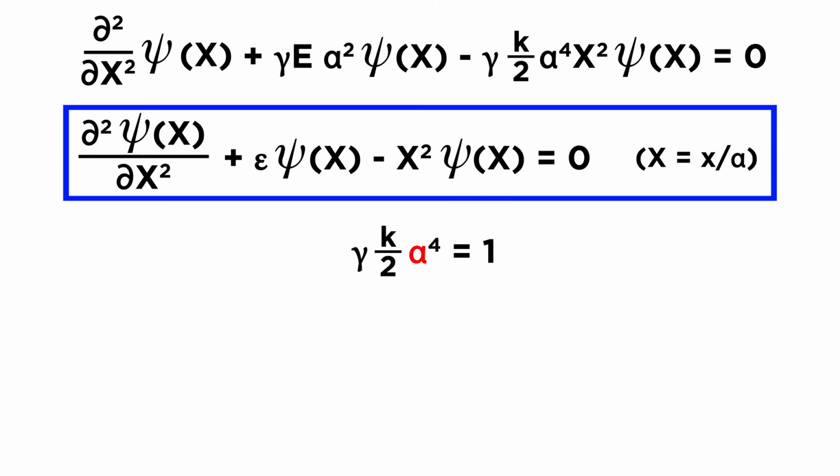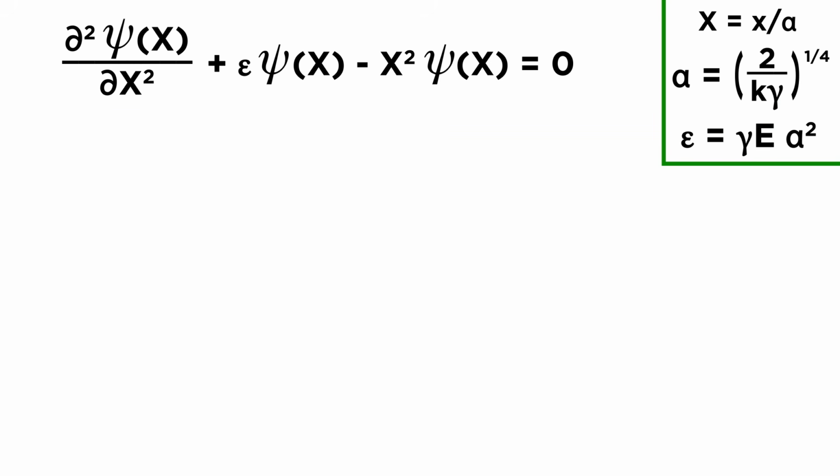And from this, we can find the expression for the alpha constant. We simply multiply both sides by 2 over k gamma, and then raise to the 1/4 power. Let's follow the same logic for the second term. We need gamma e alpha squared to be equal to epsilon, and here no work is necessary. We have an expression for epsilon.